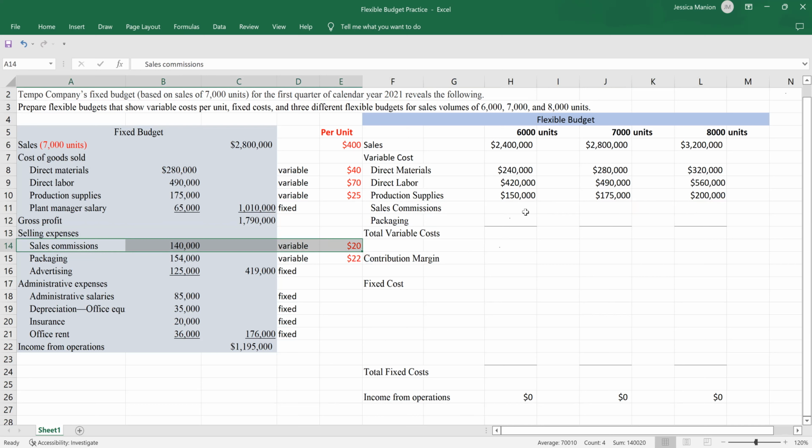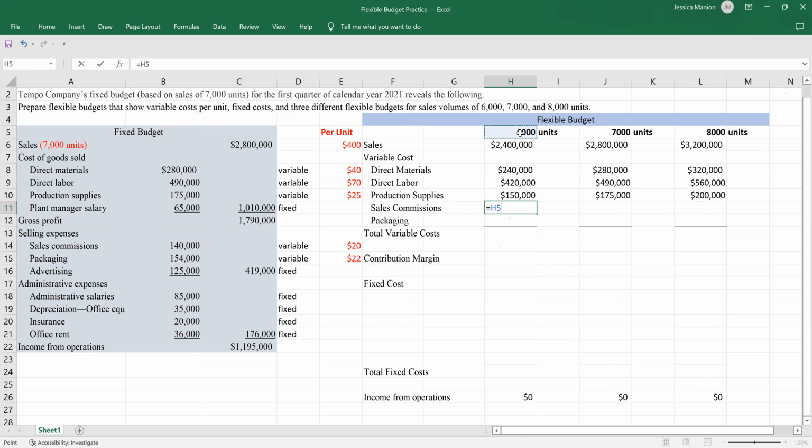Again, sales commissions are 20 per unit, so equals 6,000 units times our sales commission cost per unit. So we would expect sales commissions to be 120,000 at that level of activity. 7,000 units, we already know sales commissions would be 140,000 at that level of activity. And then 8,000 units times our sales commission cost per unit. At that level, we would expect sales commissions to be 160,000.